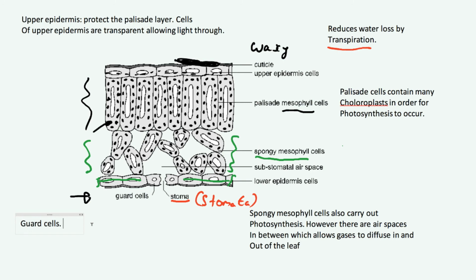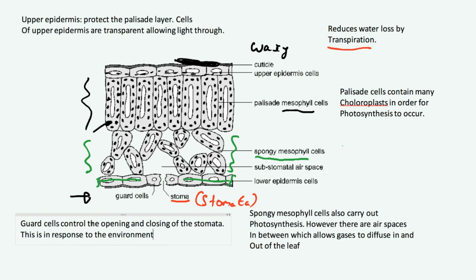Okay, so the guard cells control the opening and closing of the stomata. Okay, this is in response to the environment. That was spelt wrong. Response to the environmental conditions, I should say. And allows gas exchange whilst reducing rates of transpiration.